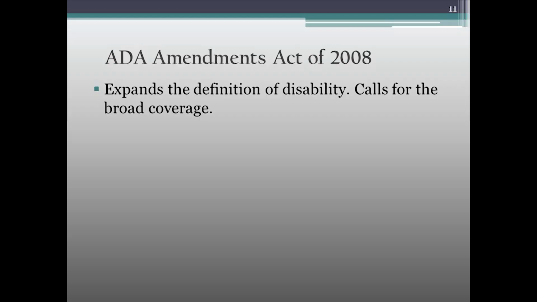Appreciate it. So that was more about the executive order. Next, we're going to look at the ADA Amendments Act of 2008, which ultimately expanded the definition of disability and called for broader coverage, mainly because there were some court cases that narrowed the scope of disability so much that individuals with disabilities were not being considered individuals with disabilities and were not being provided reasonable accommodations.